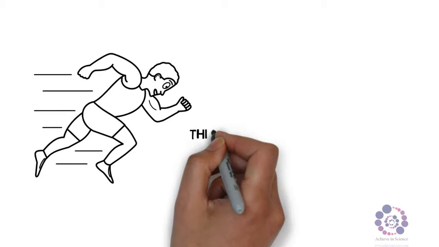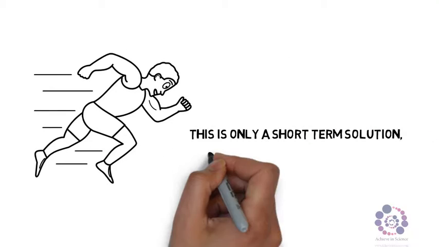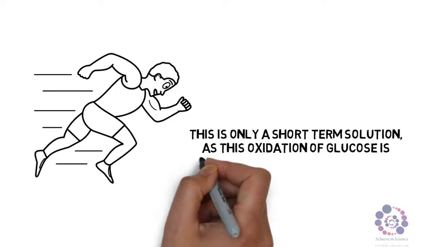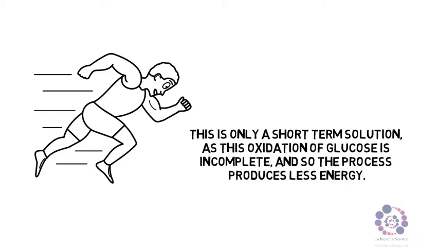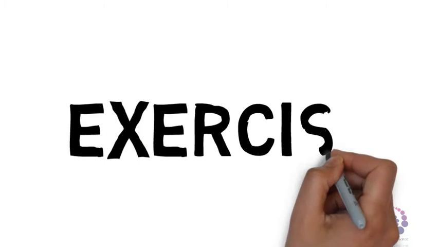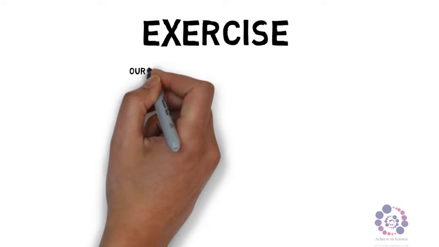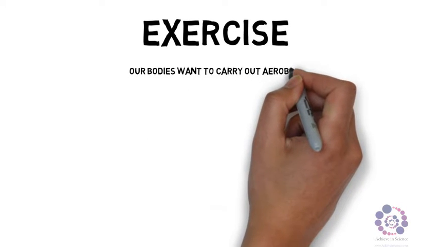So what happens? Well, during exercise, the body wants to carry out aerobic respiration. But when there isn't enough oxygen being delivered to cause the oxidation of glucose, then this process is carried out, and this produces less energy and is not the preferred method.